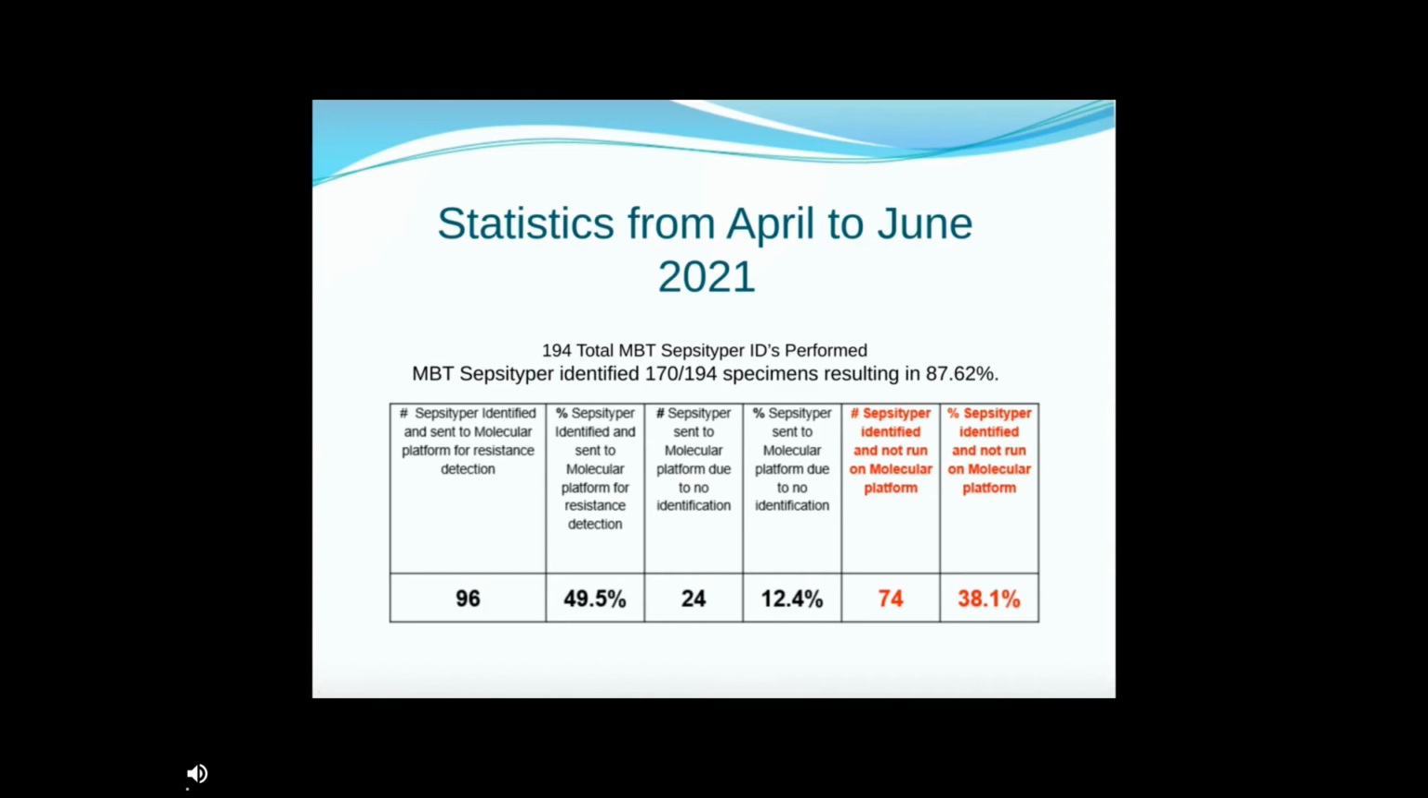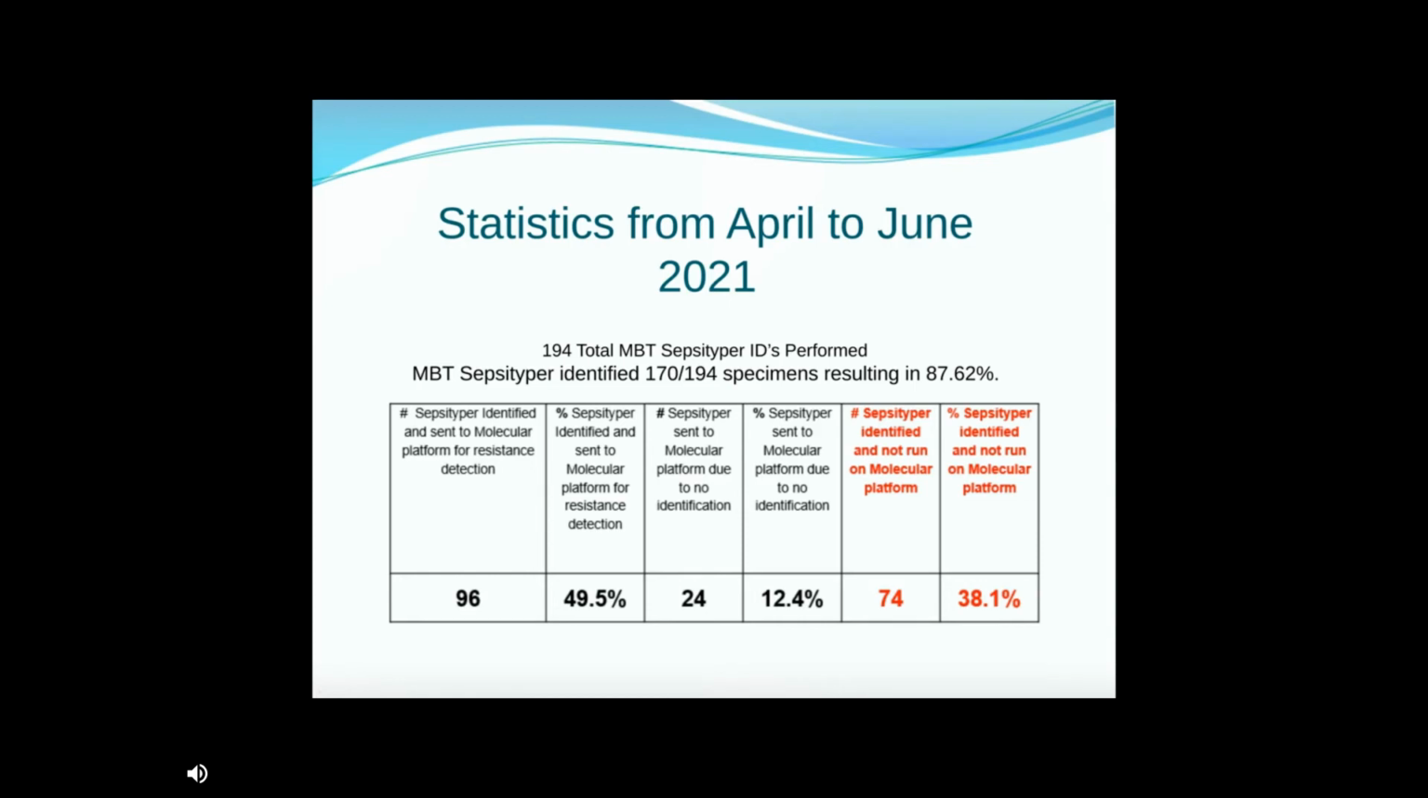And then just a little bit of data to show you how it's worked in our hospital. The number of Sepsityper-identified organisms that we had to put on our molecular instrument for resistance detection was 96 organisms. That was 49.5% of the identifications on Sepsityper that were sent to the molecular instrumentation.